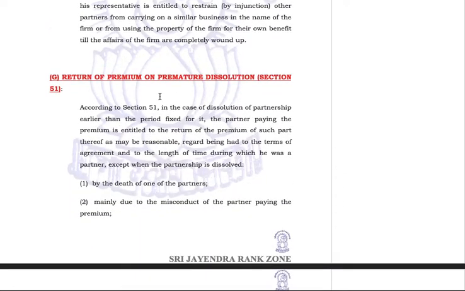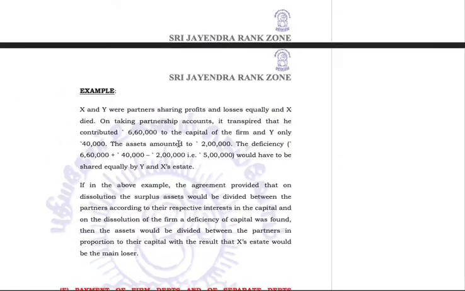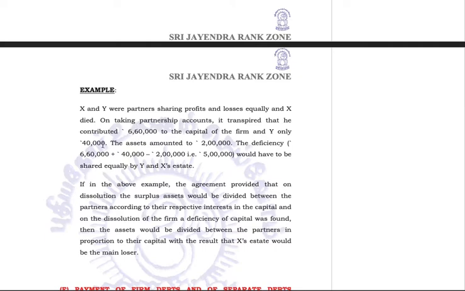Return of premium on premature dissolution. According to section 51, in case of dissolution of partnership earlier than the period fixed for it, suppose the partnership was for 4 years or 5 years, but it dissolved on completion of 2 years, the partner paying the premium is entitled to the return of the premium or such part thereof as may be reasonable. So, if someone has paid an extra premium, just like in the case of X and Y earlier, X had paid 6,60,000, that is, he has paid a premium over this 40,000. Okay, he has paid a premium of 6,20,000.